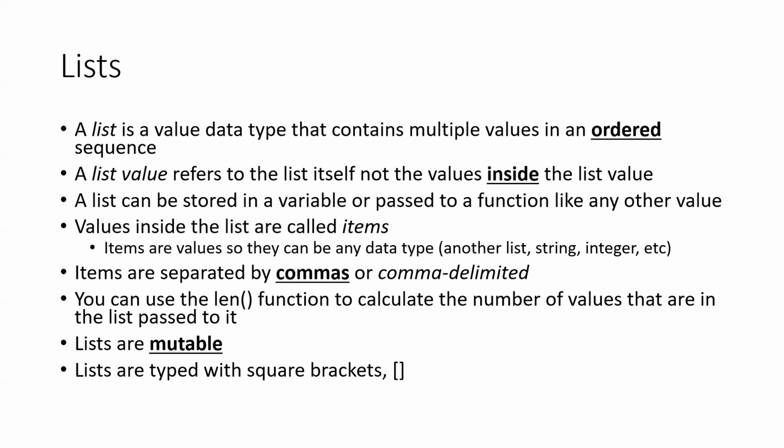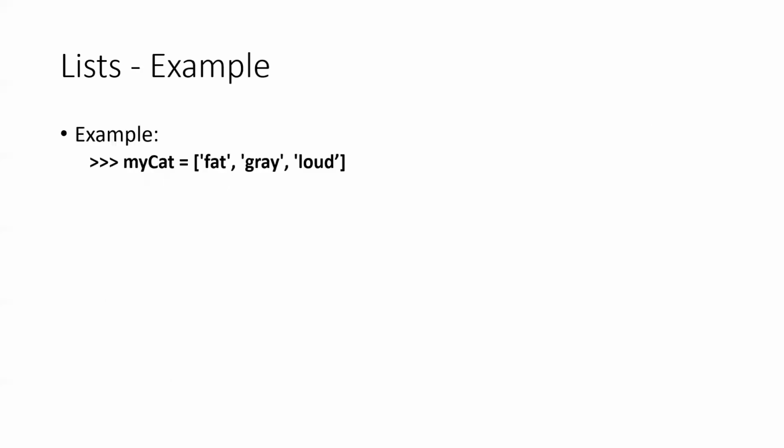Items inside of a list are comma separated or comma delimited. You can use the len function in order to calculate the number of values that are in the list passed to it. So if you want to find out the total number, you can do that. Lists themselves are mutable, meaning that we can modify them, and lists are started with square brackets. So for example, we have my cat, and then we have fat, gray, loud here. This would be a list.